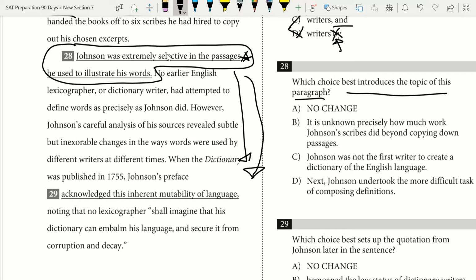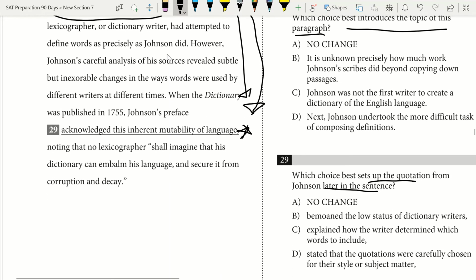So, "No earlier English lexicographer or dictionary writer had attempted to define words as precisely as Johnson did. However, Johnson's careful analysis of his sources revealed subtle but inexorable changes in the ways words were used by different writers at different times. When the dictionary was published in 1755, Johnson's preface acknowledged this inherent mutability of language." Okay, I'm asked for a quotation that sets up what Johnson says later in the sentence, so I want to read later in the sentence before I answer that. "Noting that no lexicographer shall imagine that his dictionary can embalm his language and secure it from corruption and decay."